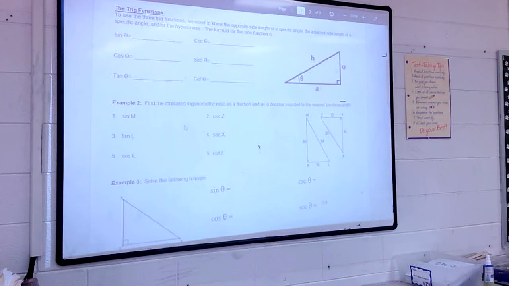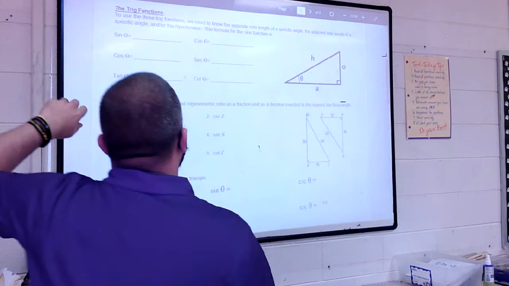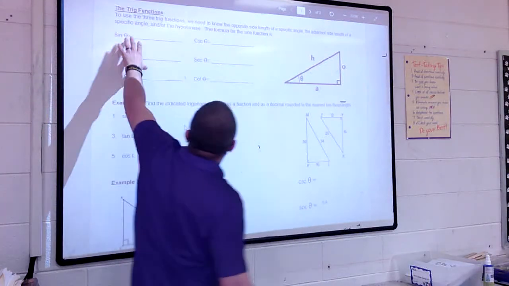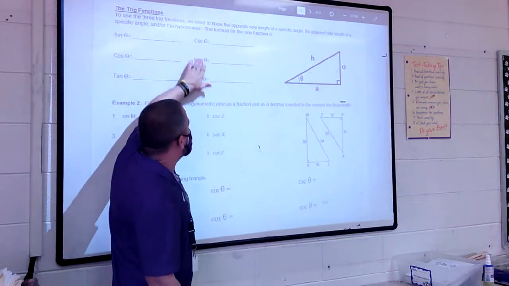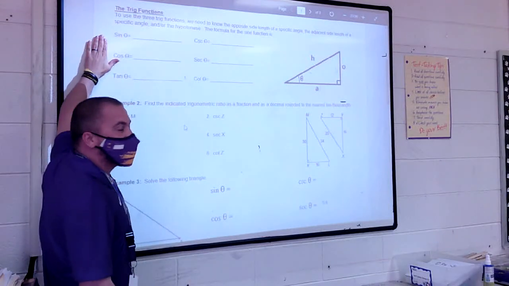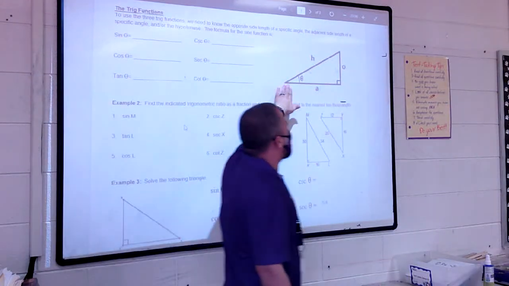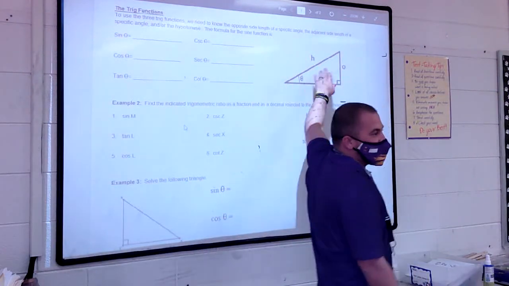But the trig functions are called sine, cosine, tangent, and that's cosecant, secant, and cotangent. There's 6 of them. There's 3 trig functions that are really important: sine, cosine, tangent. Then these 3 actually come from these 3. So we're talking about right triangles right now.